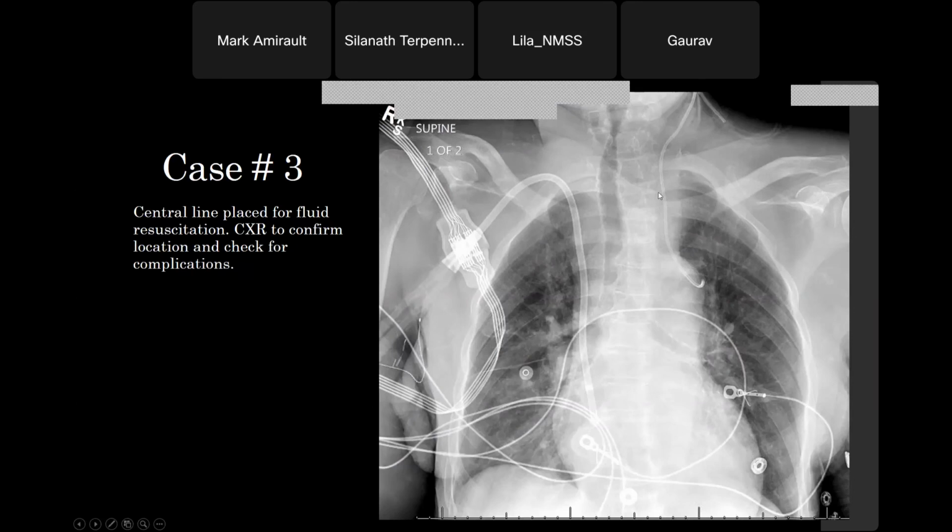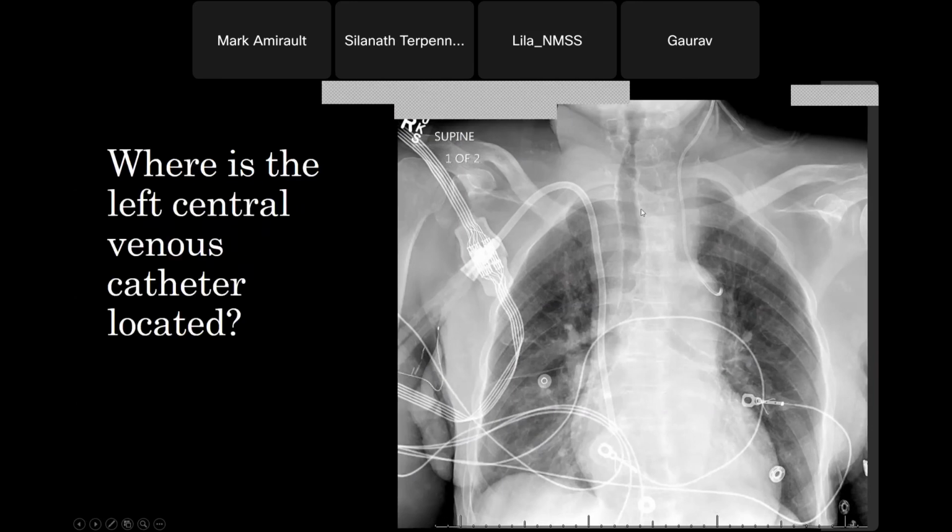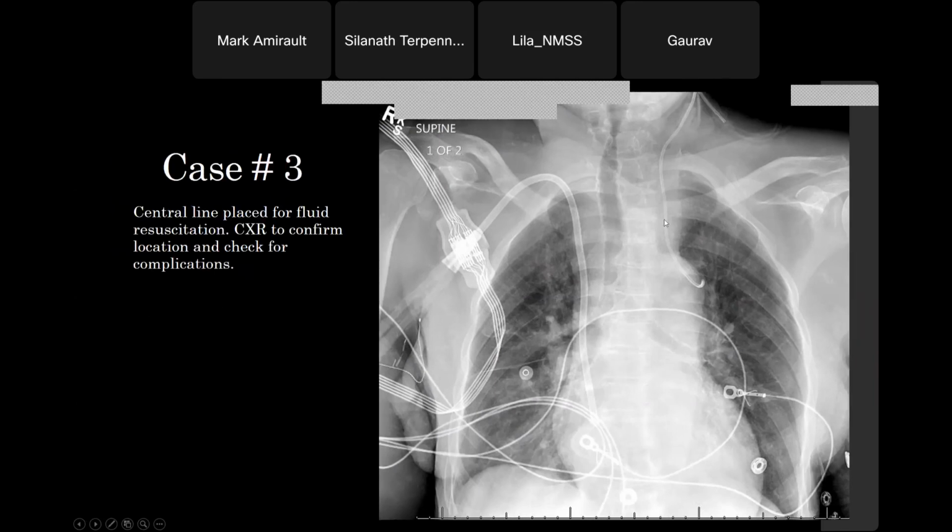So the goal here is they put it in the internal jugular vein, and think about where that should project. It should go through the internal jugular vein into the brachiocephalic vein, into the superior vena cava, and end up near this catheter. You might recognize this as a hemodialysis catheter. It's quite large. This comes in through the right internal jugular vein into the SVC with its tip in the right atrium. But this one is projecting over this structure, the aorta.